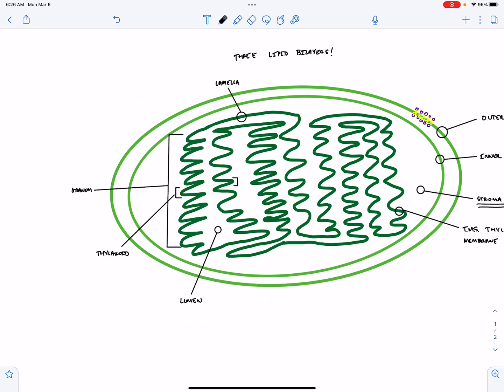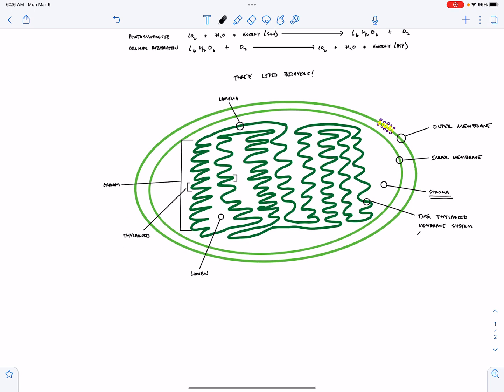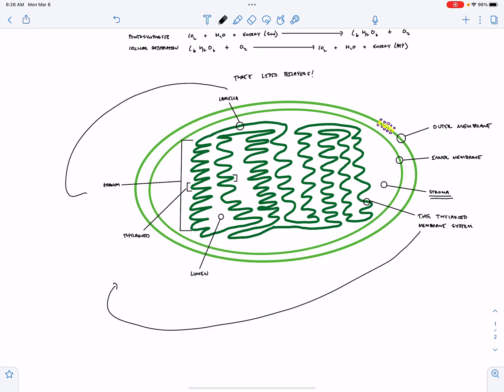So maybe I should have indicated that somehow, but the TMS is composed of all of these things. Can we put a big curly braces around them? Not very easily. Okay, so I think that is it.